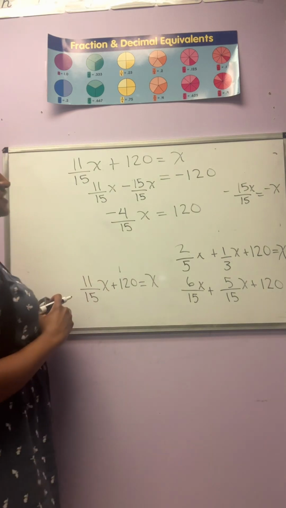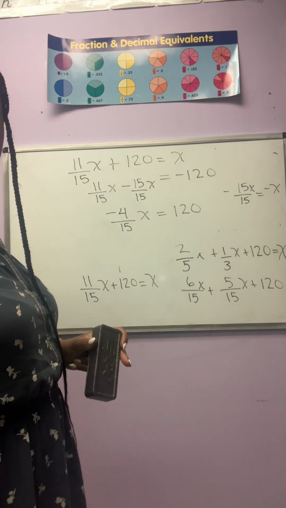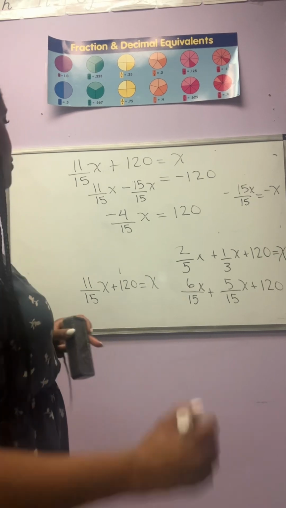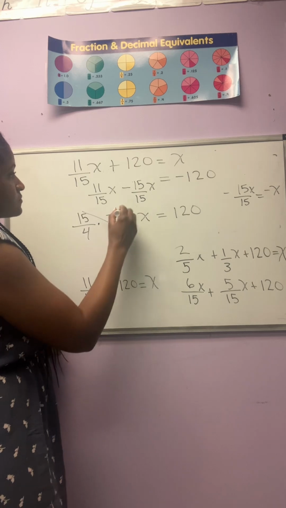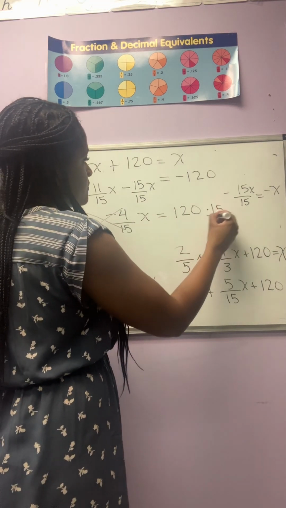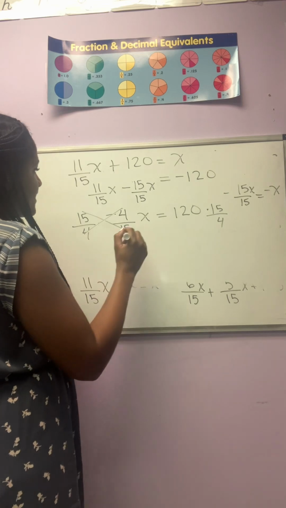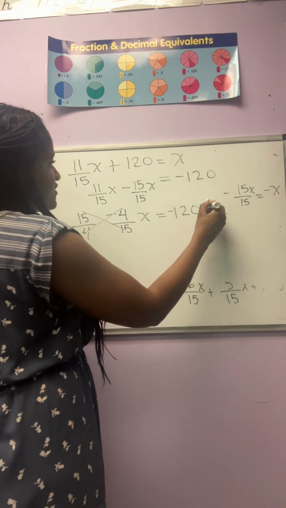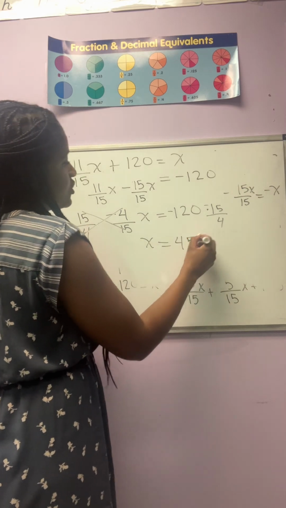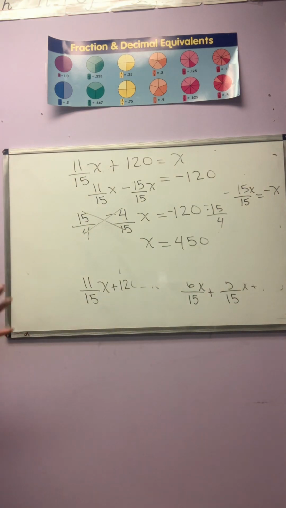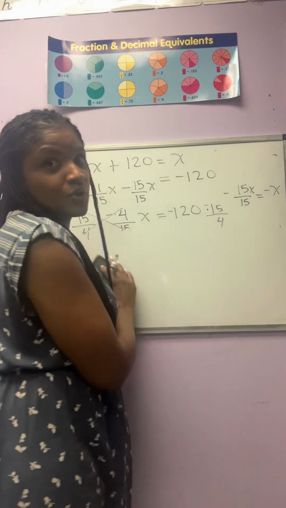And final step, to solve for x, we want to isolate x. So our final step will be to multiply by the reciprocal. And I believe that gave me, okay, so this was negative, this was negative. I believe it gave me 450. So the original prize amount was $450. Okay, let's do another one.